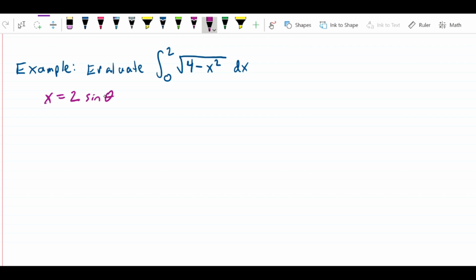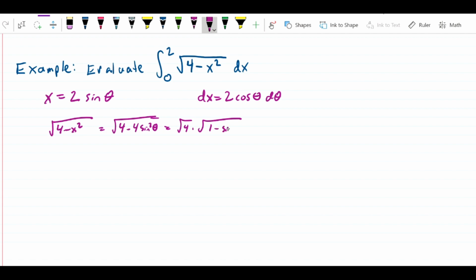You can review why that's the correct substitution in previous videos. And dx equals 2 cosine theta d theta. So we're going to start this just the regular way. What we can do is observe that the square root of 4 minus x squared is equal to the square root of 4 minus 4 sine squared theta, which equals the square root of 4 times the square root of 1 minus sine squared theta, which is 2 square root of cosine squared theta, or 2 cosine theta.